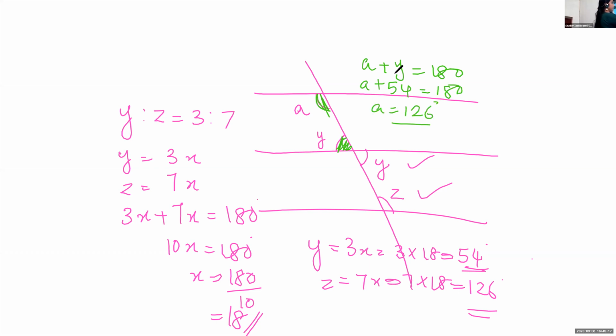One method. Another method is this A and this A. All these are corresponding angles. And it is the vertically opposite angle of Z. Clear? So A is also equal to Z. So A equal to 126. This way you can find. Any other way is there? Any other way can you find out?